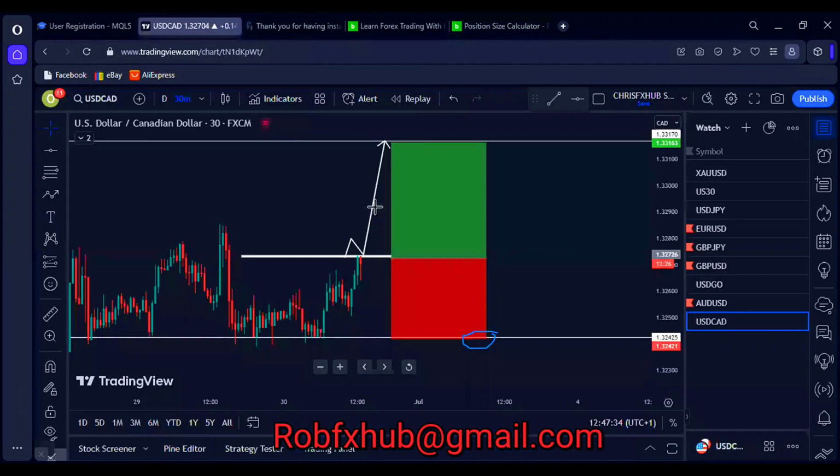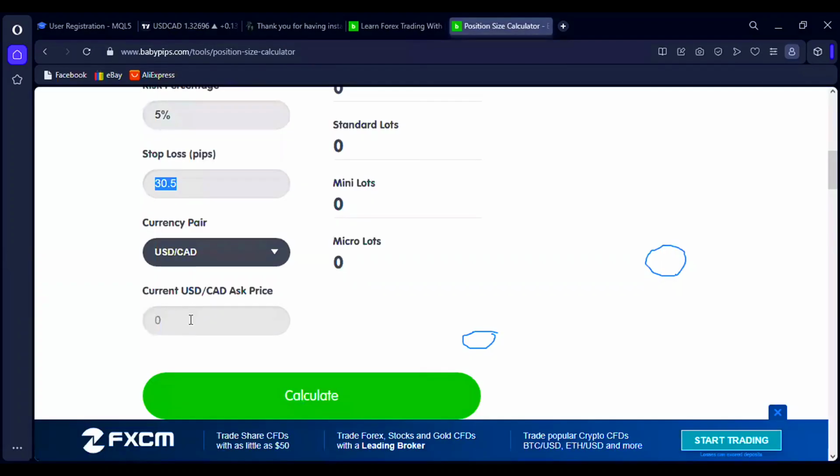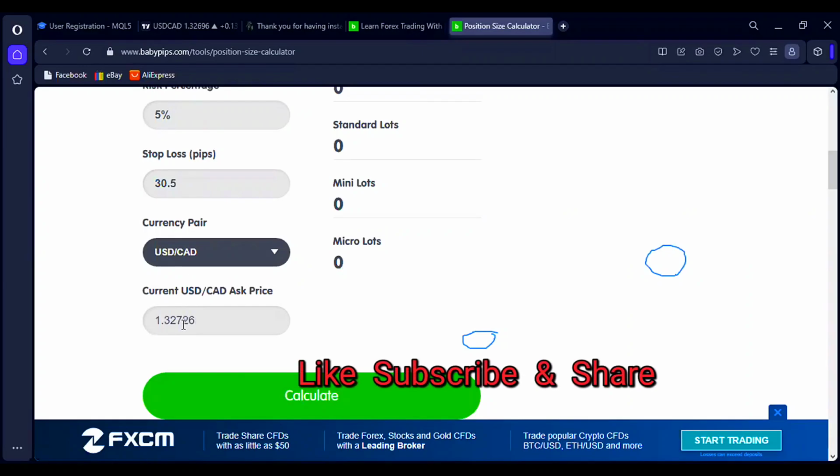So the current market price where you want to enter is 1.32738. This is the price. You get it? We are entering at 1.32726. That's our entry price.